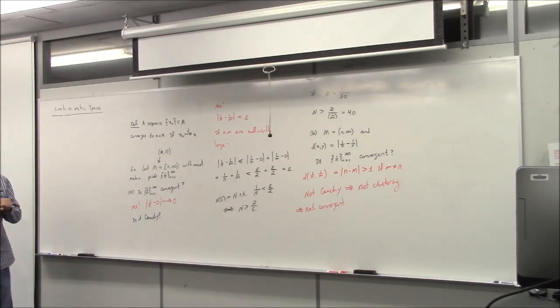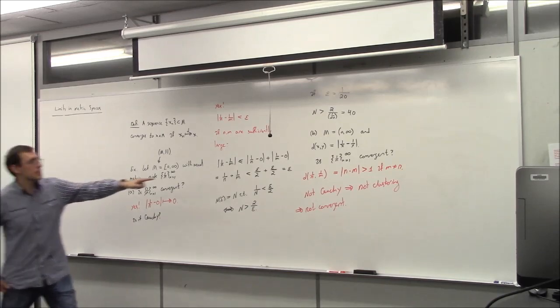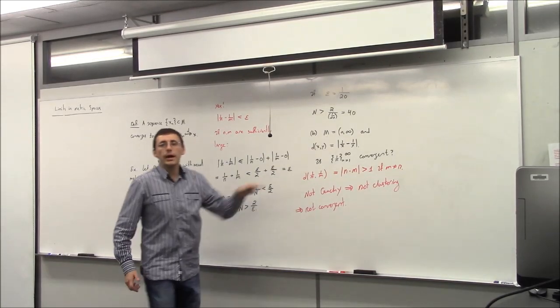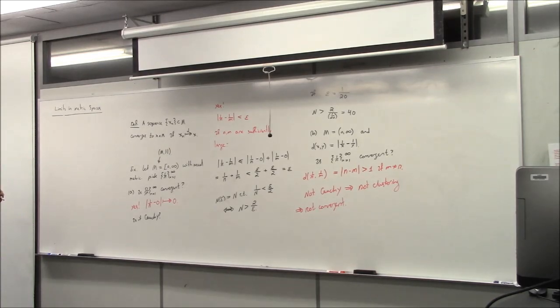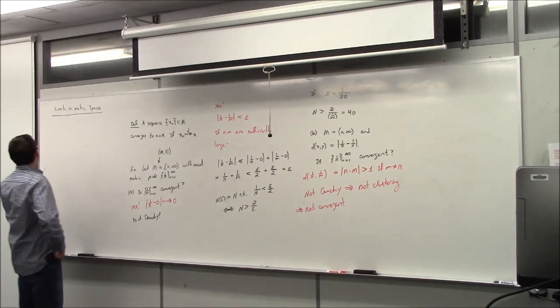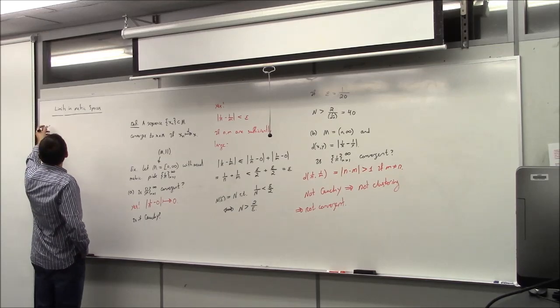Now I'm going to ask the same question back. I'm going to say that this is my space, but I'm using the usual metric. And then you're going to tell me, does this converge or not? Is it Cauchy or not? Okay?